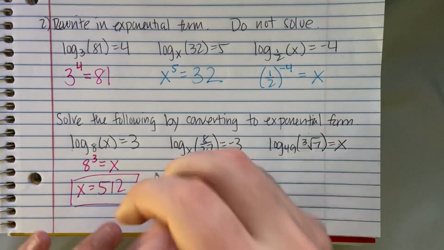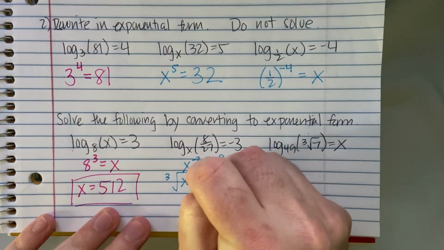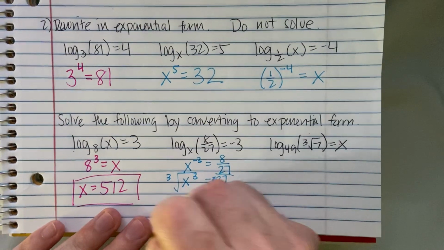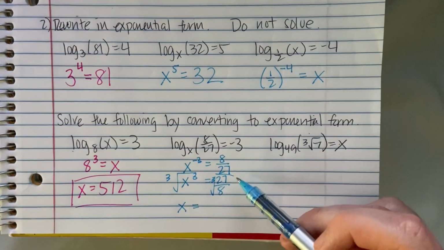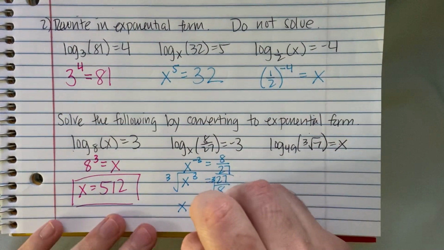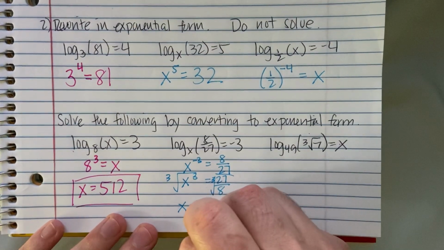And then to get rid of a cubed, we take the cube root. To take the cube root of a fraction, you just take the cube root of the numerator and the denominator. So the cube root of 27 is 3. The cube root of 8 is 2.